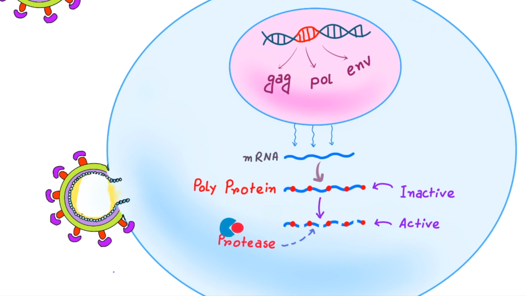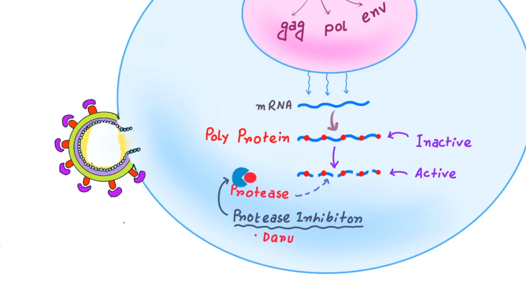Now, there are groups of drugs which can inhibit the protease enzyme. They are called protease inhibitors. Here are a few examples of protease inhibitors like darunavir, lopinavir, indinavir and ritonavir.